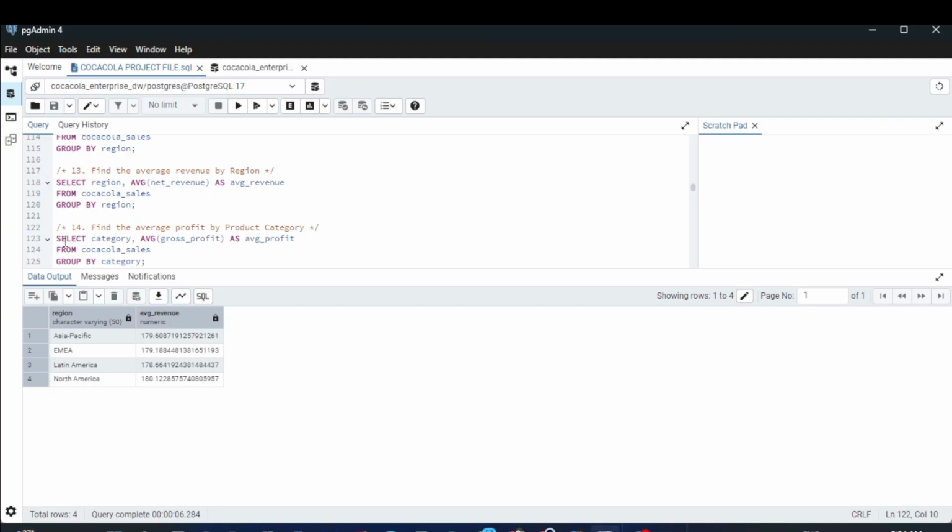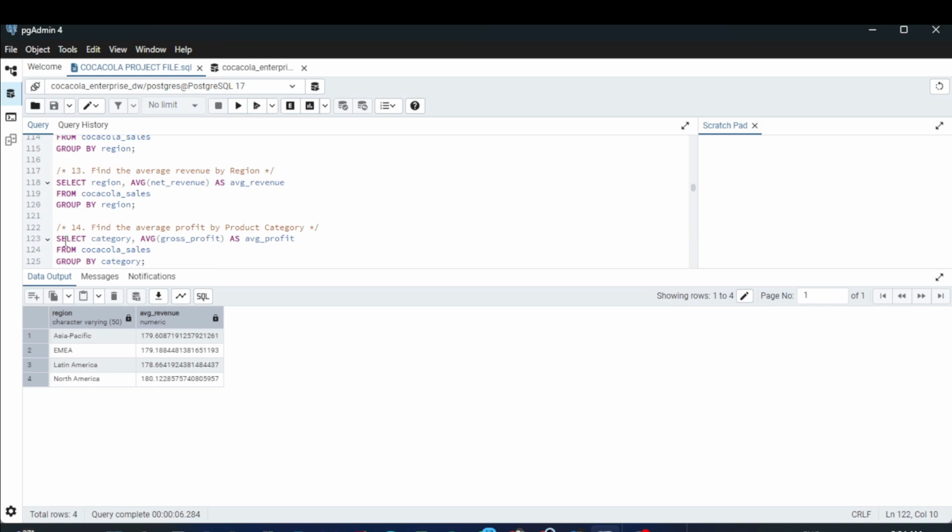Question 14 says find the average profit by product category. If you select the category and average gross profit, it's going to give you this. So now let's see the results for the questions that were asked. The average profit by product category is this: carbonate is this, energy is this, juice is this. And the sport drink is what?